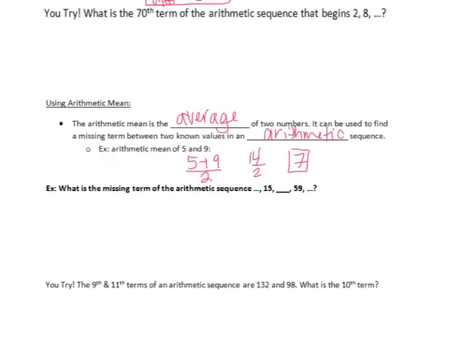So here's our example. What is the missing term of the arithmetic sequence 15, comma, blank, comma, 59? So to find this missing term here, since I have two numbers, I can go ahead and say 15 plus 59, and then divide it by 2. So I get 74 over 2, and then when I divide, I get 37. So 37 would go right here.